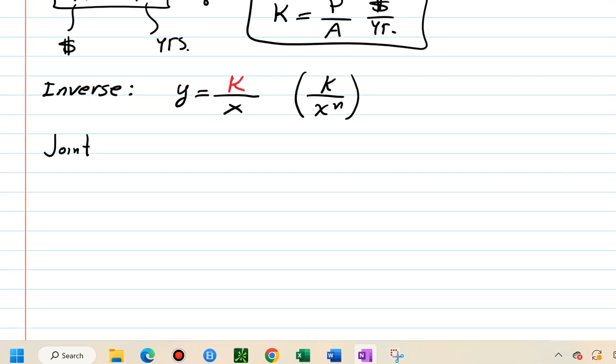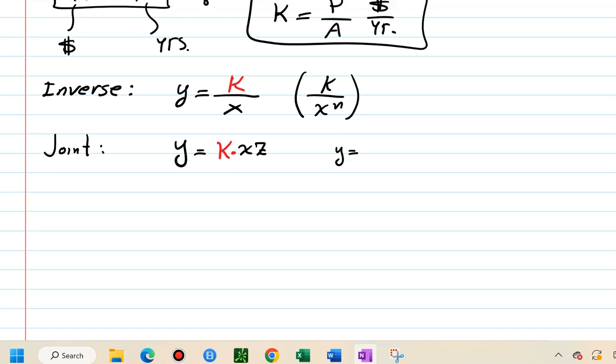Then we have joint or combined variation. For joint variation, Y varies with, for joint I need to have 2 or more variables. So I'm just going to go with K and call it XYZ, so that would be Z. And remember, K is always in every one of these. K is what causes the equal sign to work and the units to kind of relate to one another. So that would be the joint variation.